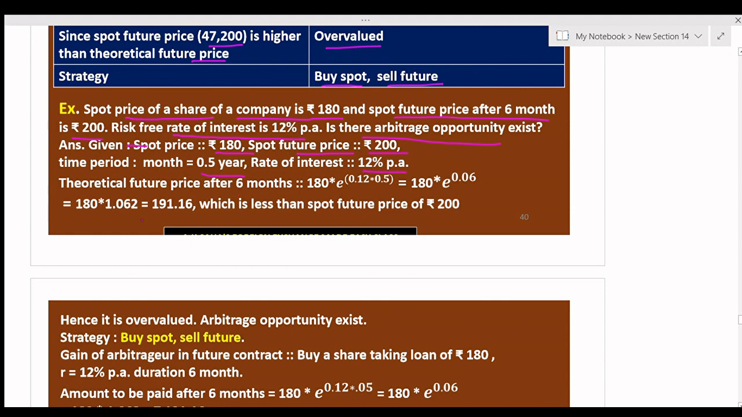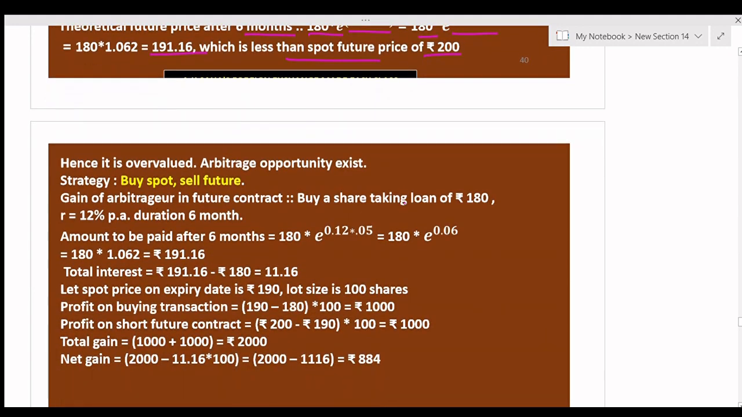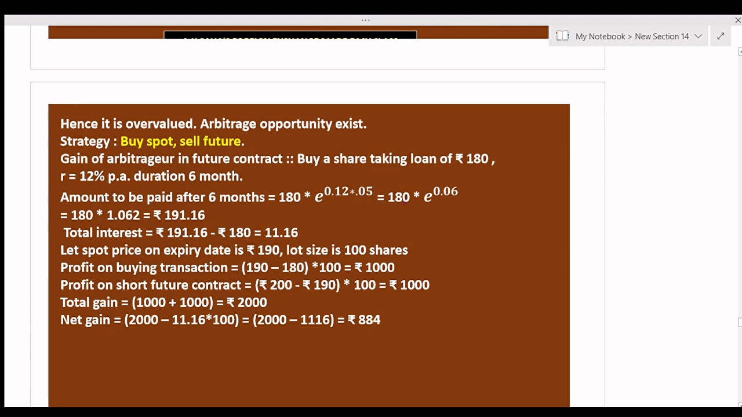Now fair price or theoretical future price after 6 months is equal to 180 into e to the power RT, that is equal to 180 into e to the power 0.06, that comes 191.16, which is less than spot future price of rupees 200. So it is overvalued. The arbitrage opportunity exists. The strategy will be buy spot and sell future.